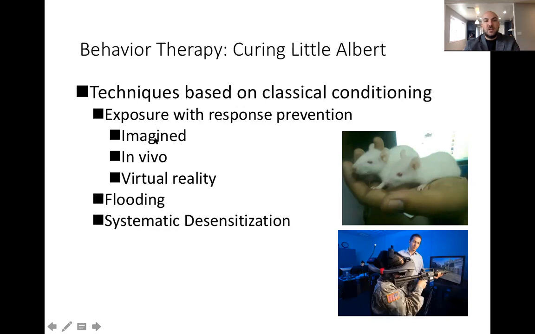So for a variety of different anxiety disorders like OCD, phobias, PTSD, you can do imagined, or in vivo. So in vivo, kind of real world, actually give them a snake, actually give them a mouse, something like that, bring them onto an airplane, in vivo in the real world. Or what you can do is use virtual reality, which is kind of like a hybrid between the two. It's not real, but it certainly feels real.